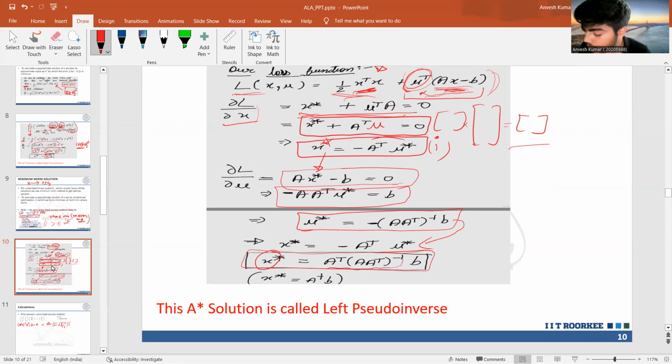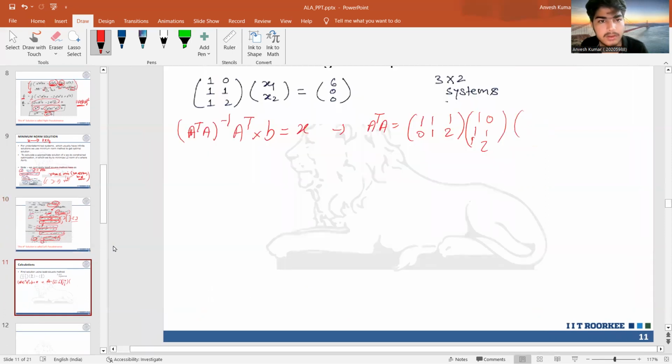And this thing which we have here, A transpose A inverse A transpose, is called the left pseudo inverse, as it is on the left of B. It is just a nomenclature, and it is also represented with A plus. So moving on, let's solve a question based on this.